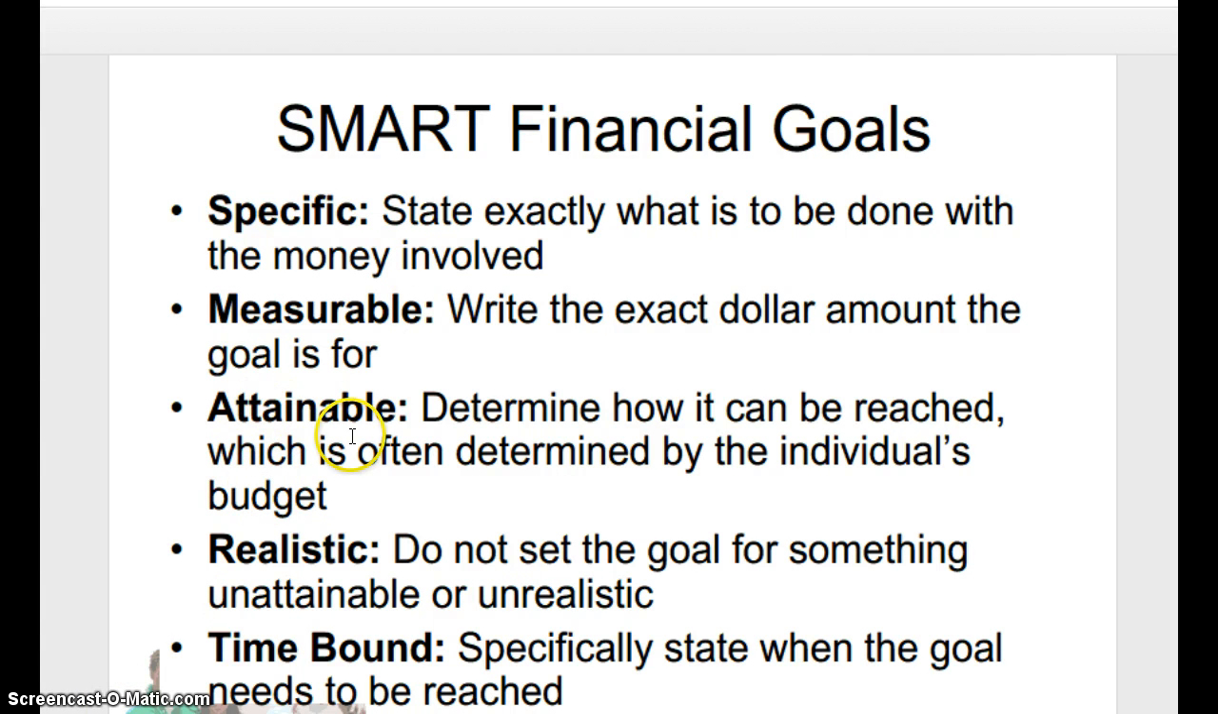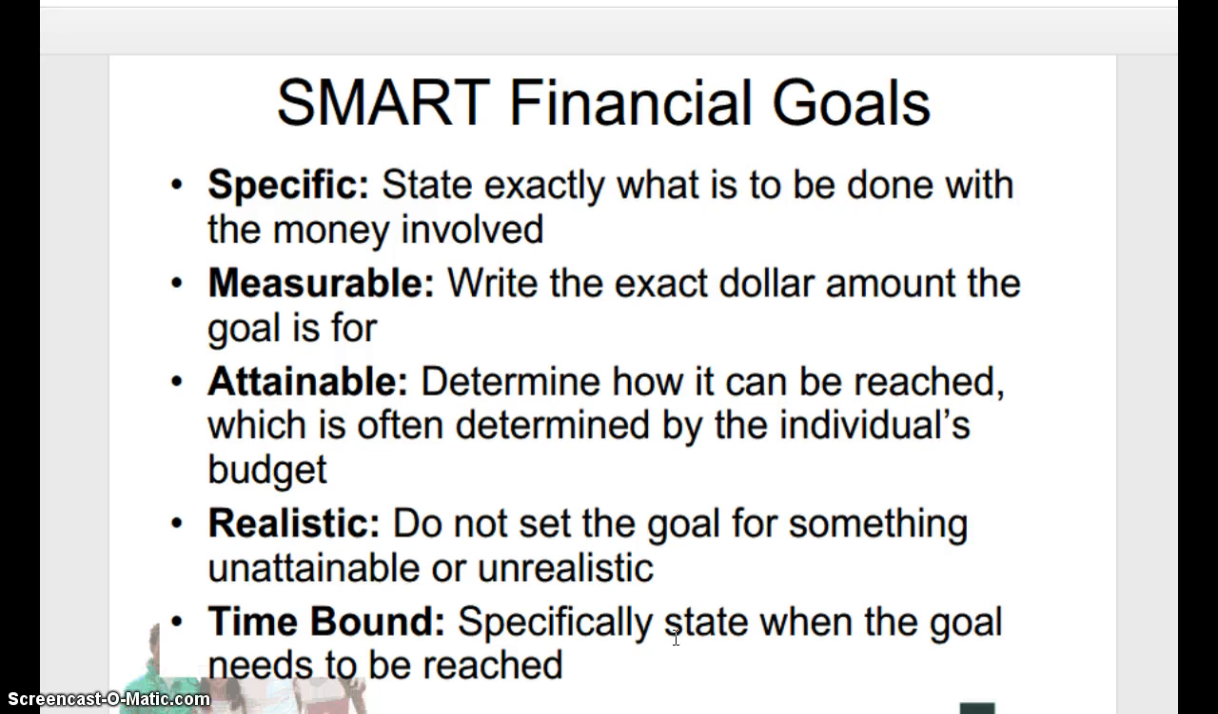The goal should also be attainable, meaning that you provide specific detail of how you're actually going to reach the goal. It should be realistic, so you should be able to accomplish that within the time frame that you've set, and time bound, so explaining exactly when you're going to reach this goal. So those are the 5 components of a SMART goal.